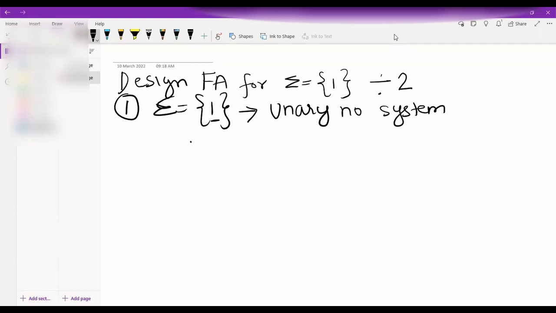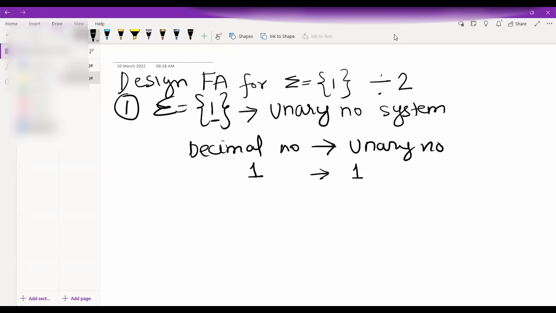So suppose we are having decimal numbers, and now we will find out the corresponding unary number. So we are having decimal number 1. By using single digit 1, how will I write down the unary number? The decimal equivalent of number 1 is nothing but the number of occurrences of this digit. So decimal number 1 means 1. How many times will this 1 appear? This is going to appear only once. So this is the unary equivalent of decimal number 1.